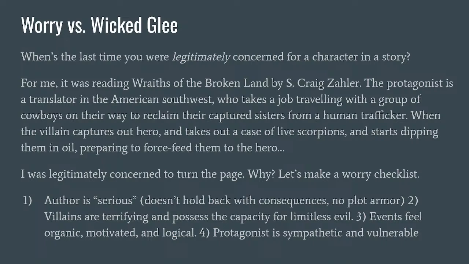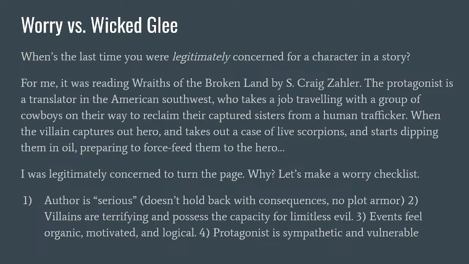For me, it was reading a novel, a horrific Western by S. Craig Zahler called Wraiths of the Broken Land. The protagonist is a translator in the American Southwest in the 1800s who takes a job traveling with a group of cowboys on their way to reclaim their captured sisters from a human trafficker. When the villain captures the hero, I legitimately did not want to turn the page because the villain was taking out his case of live scorpions and dipping them in oil, preparing to force feed them to the hero, and I just didn't want to keep reading. In a good way. Why is that?